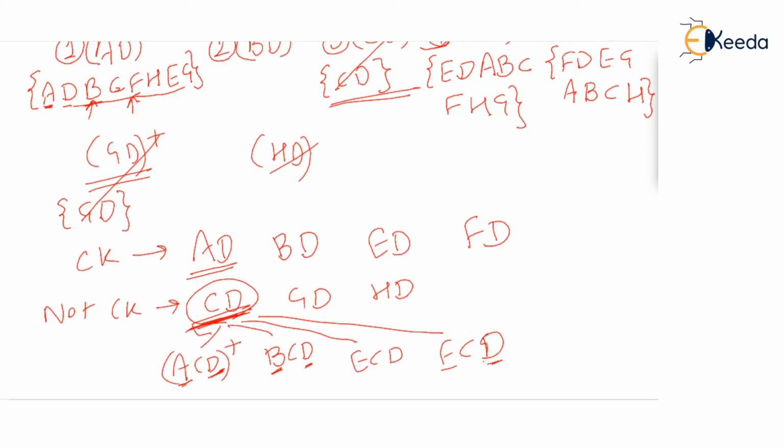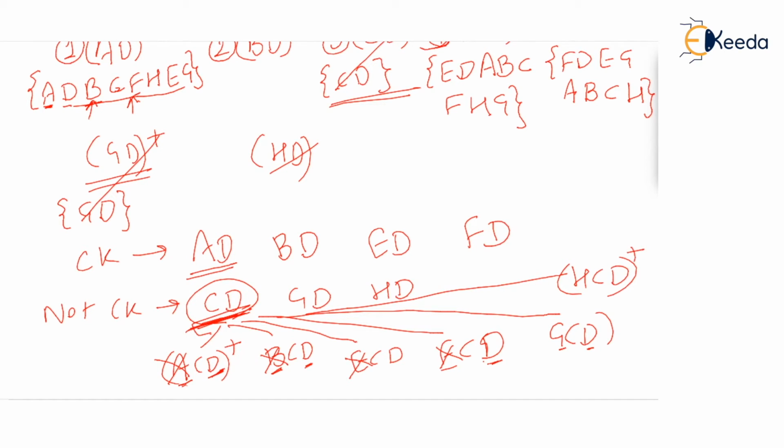So you can't put A, you can't put B, you can't put C, of course, because CD is what we are talking about. You can't put D. You can't put E and you can't put F. But you can try putting GCD, isn't it? Because G and D are not part of any candidate key. And you can try with H also, HCD. These two closures you can find out, to see whether these three attributes together form a candidate key.